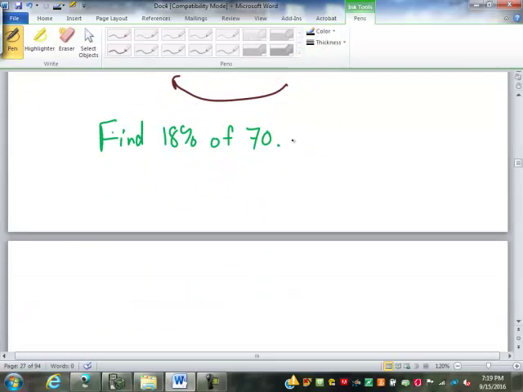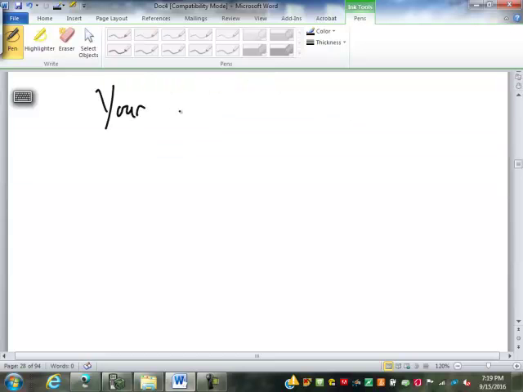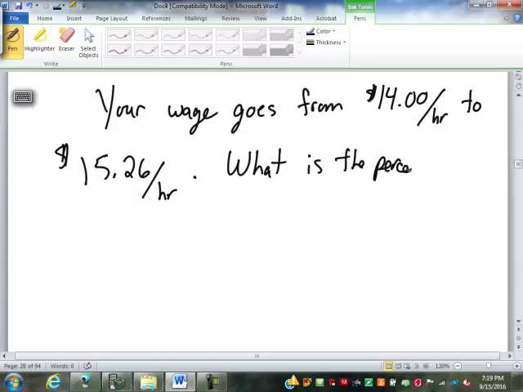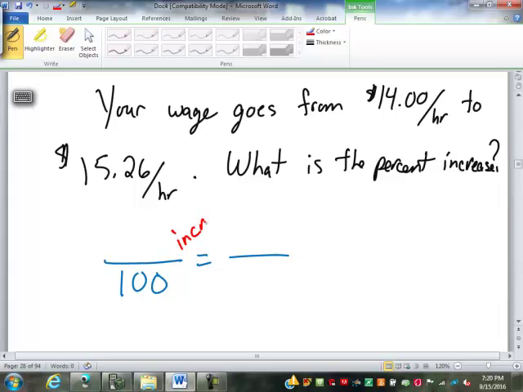One that we didn't really do much of is, let's look at something like this. Let's say your wage goes from $14 per hour to $15.26 an hour. What is the percent increase? Well, we're looking for a percent here. What's our percent going to represent? The increase. We're looking for the percent increase.